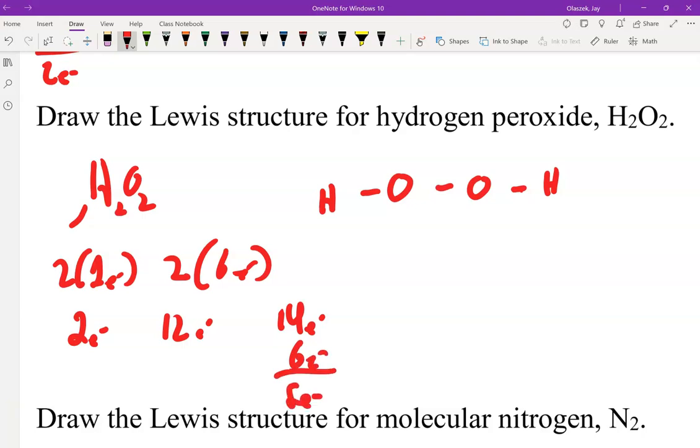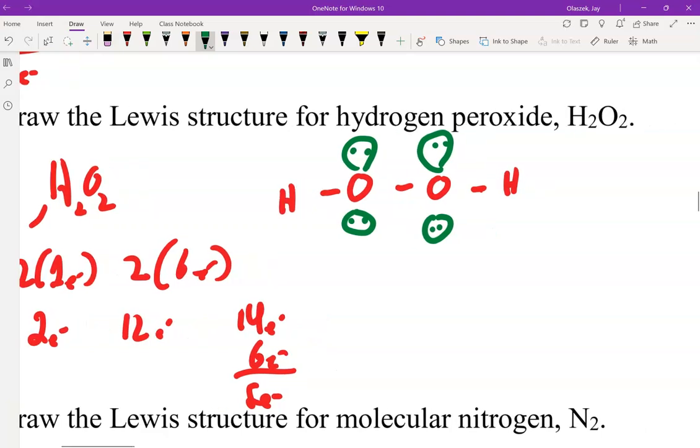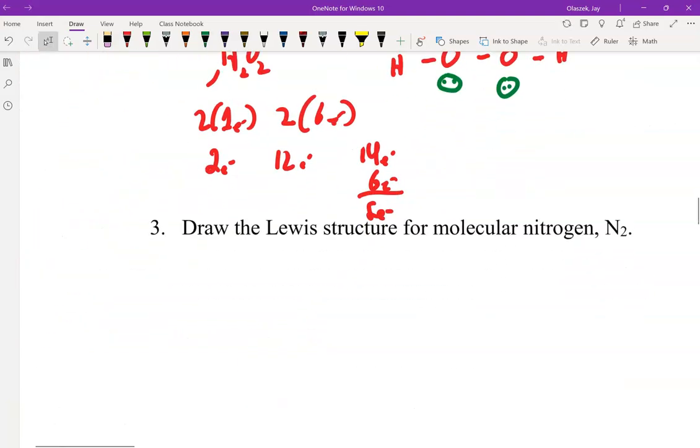Well, I can't put these 8 electrons around any of the hydrogens, so I'll put 4 of them around this oxygen, so it has 8, and 4 of them around this oxygen, so it has 8. All right, we're almost done. 2 more.